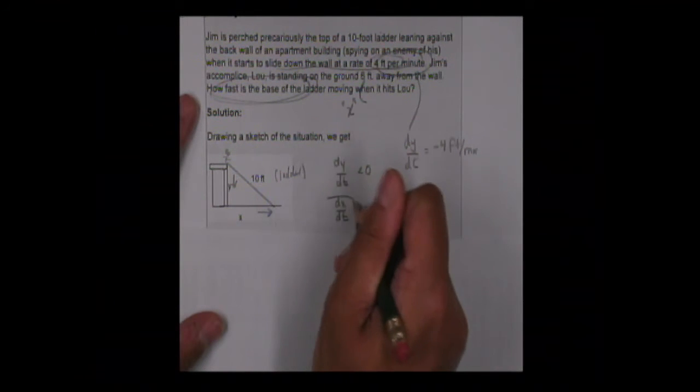And so they're asking how fast is the base of the ladder moving when it hits Lou. And so this right here is actually what we're going to be looking for. So what I'm going to have to do now is find step 2, an equation that's going to relate all of this together, that I'm going to be taking the derivative of. And I told you that typically we'll have one variable. This actually is the one situation that we're going to do where we'll actually keep both the x and the y in the problem.